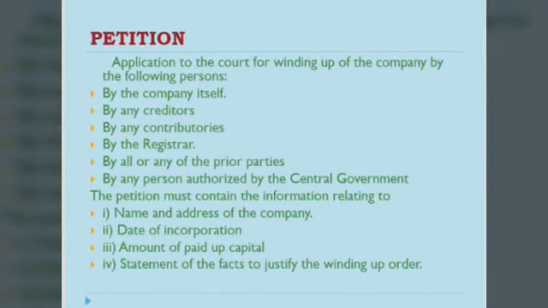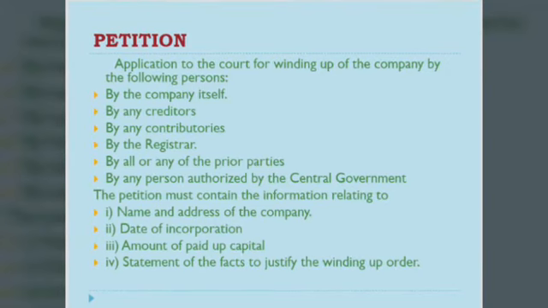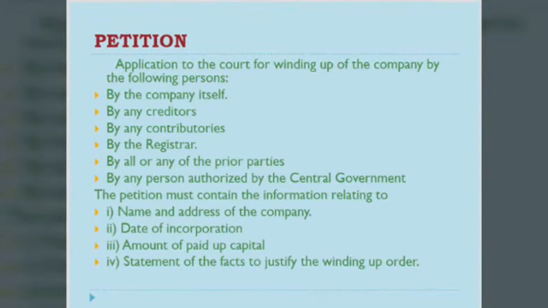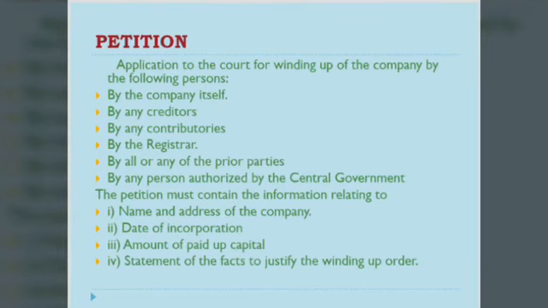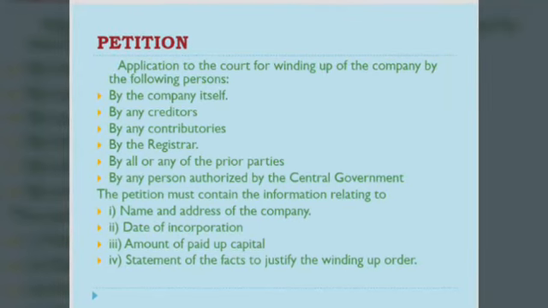The petition must contain the information relating to the name and address of the company, the date of incorporation, the paid up capital, the statement of the facts to justify the winding up order, and the reasons for winding up. This is regarding the petition. Next one is the liquidator. The liquidator is a person who takes care of the entire winding up proceedings.